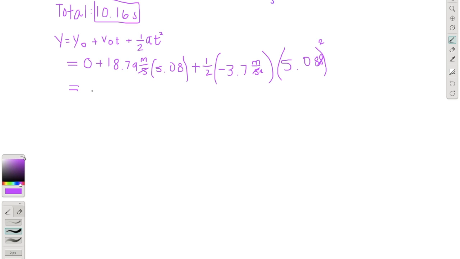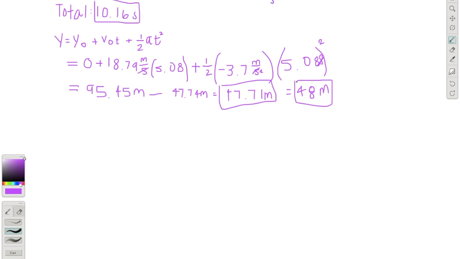If you do the math right, you would get 95.45 meters minus 47.74 meters, which equals 47.71 meters. If the math is done correctly, the 47.74 meters is exactly half of the 95.45 meters. Just to round for significant figures, we're going to round this to 48 meters. And that is exactly how you do this problem. Thank you for watching.